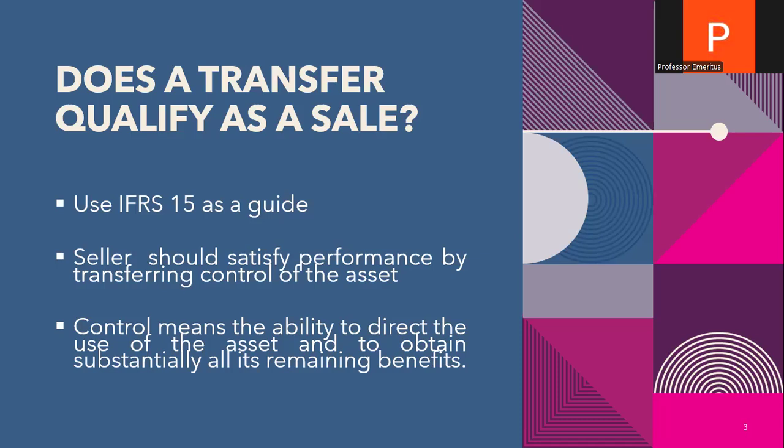So if we want to check if a transfer qualifies as a sale, we use IFRS 15 as a guide. We determine the contract implicit in the transfer, we determine the performance obligation, and then we ask ourselves, at the date of transfer, have we handed over the control of this asset to the buyer, or do we still have control over the asset?